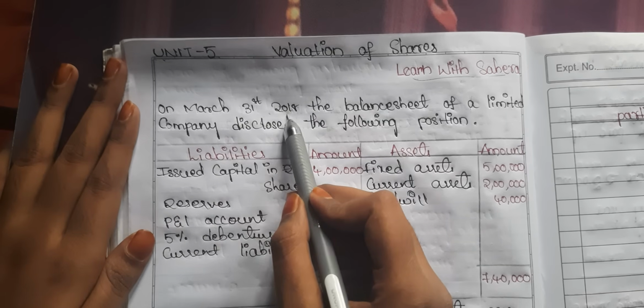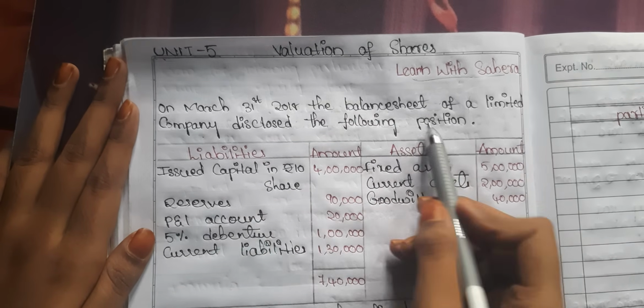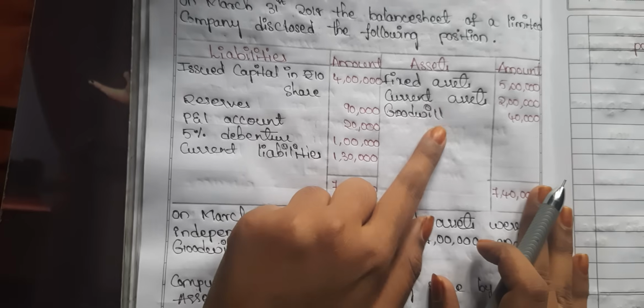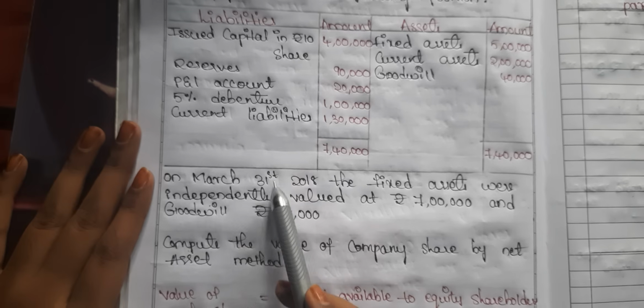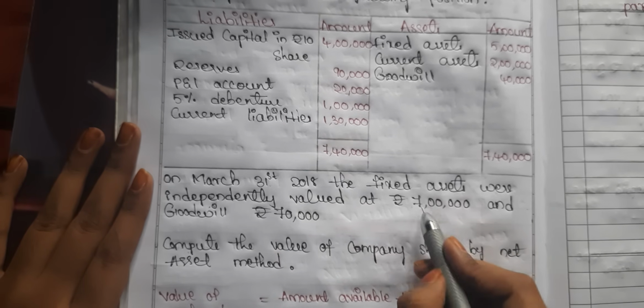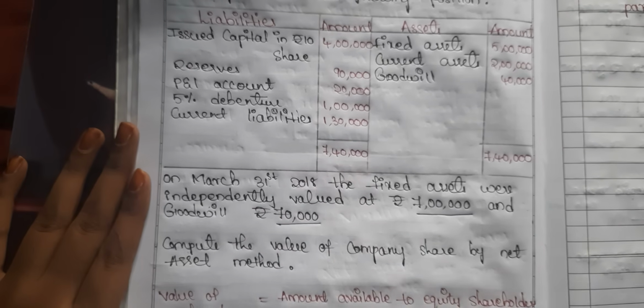On March 31st, 2018, the balance sheet of a limited company disclosed the following position. Okay, so this is the balance sheet, liabilities and assets. Keeping this aside, let us go to the next part of the question. On March 31st, 2018, the fixed assets were independently valued at 7 lakhs and goodwill 70,000.